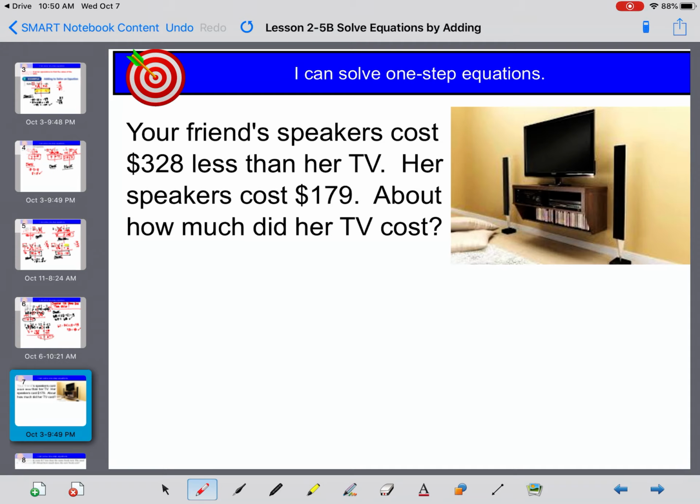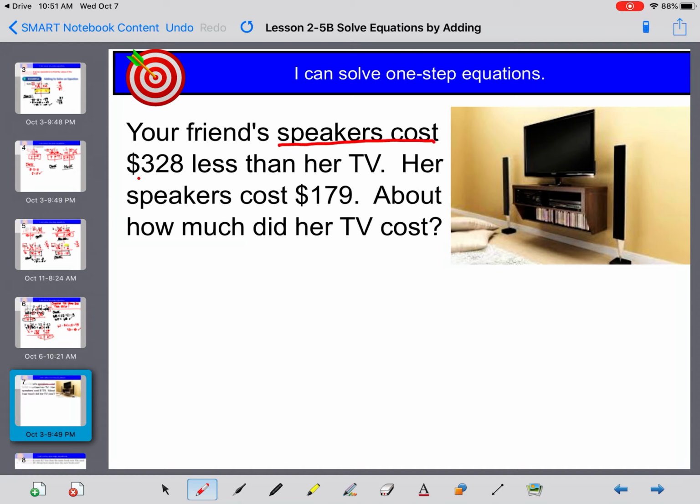Your friend's speaker costs her $328 less than her TV. Her speakers cost $179. About how much did her TV cost? With all word problems, we read them at least twice. And if you still don't see it, read it a third time. It really does help because your brain needs time to process. Your friend's speakers cost $328 less than her TV. Oops. Her speakers cost $179. How much did her TV cost?